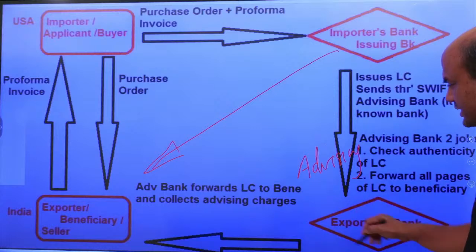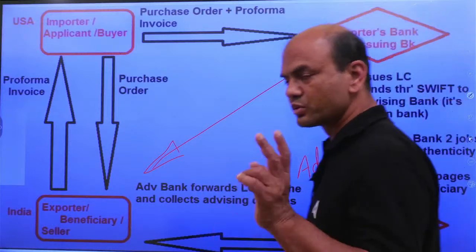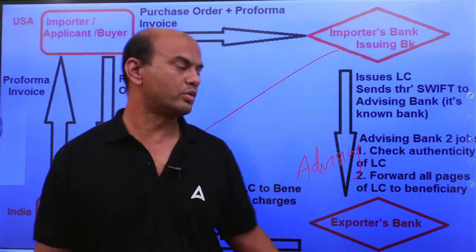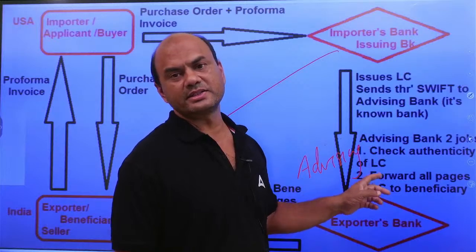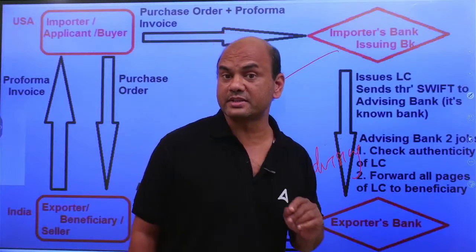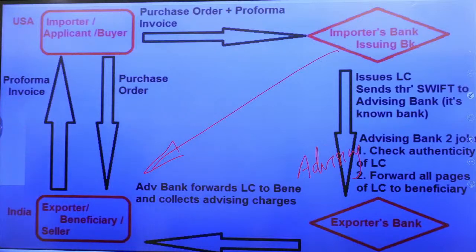Now what will this advising bank do? What is the role of this advising bank? This advising bank has two roles. What are the two roles? Look at these. Check the authenticity of the LC. It will check whether this LC which is received is correct or not. What do you mean by correct or not? It means it will check whether the LC received is authentic or not.